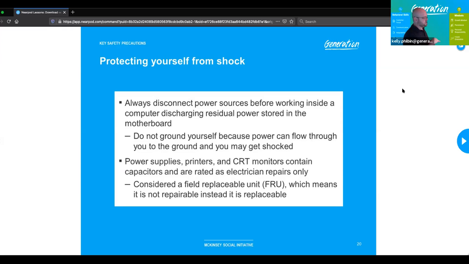As it says, they're considered FRUs, which is a field replaceable unit. You don't do repair, you just swap it out. So just one acronym to keep in the back of your mind, FRU.